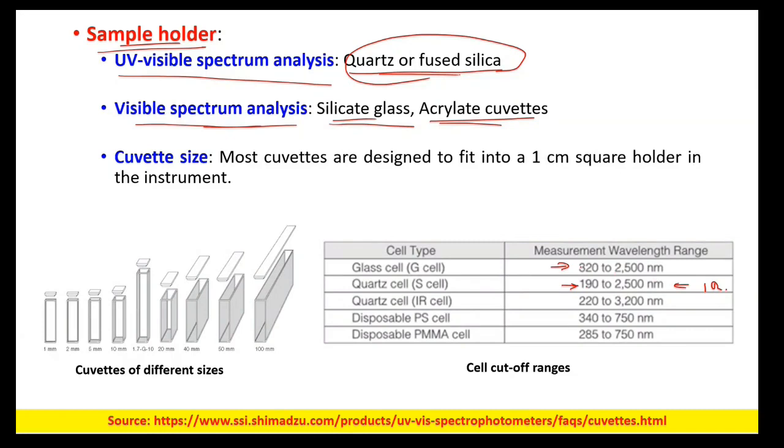And cuvette size: most cuvettes are designed to fit a 1 centimeter square holder in the instrument. So this is a quartz cell. For the IR cell, it is 220 to 3200 nanometer. So these are used for UV visible near IR spectrometers, NIR spectrometers.